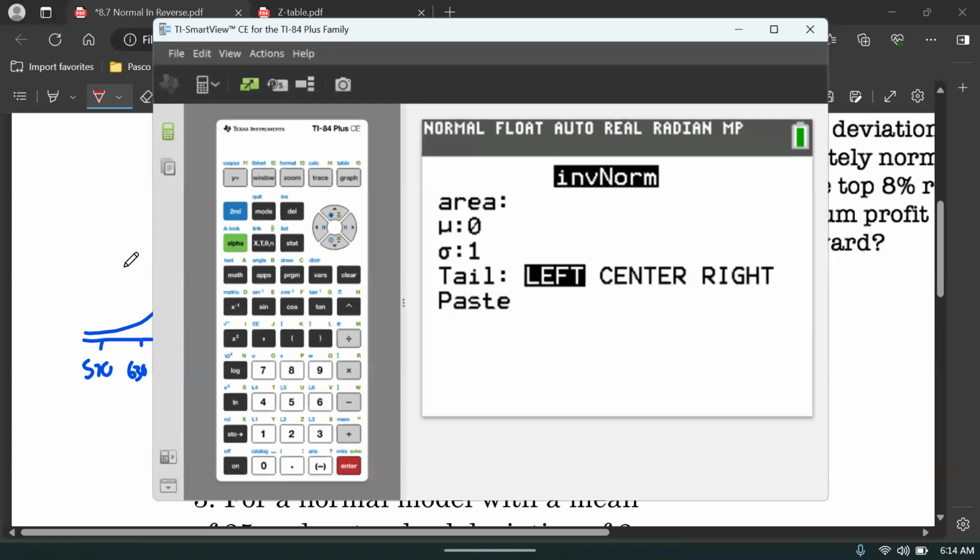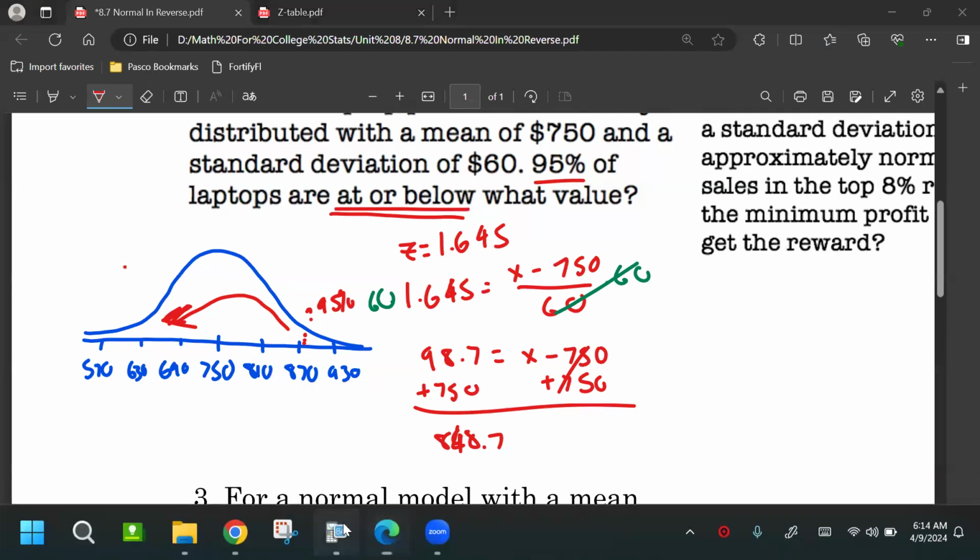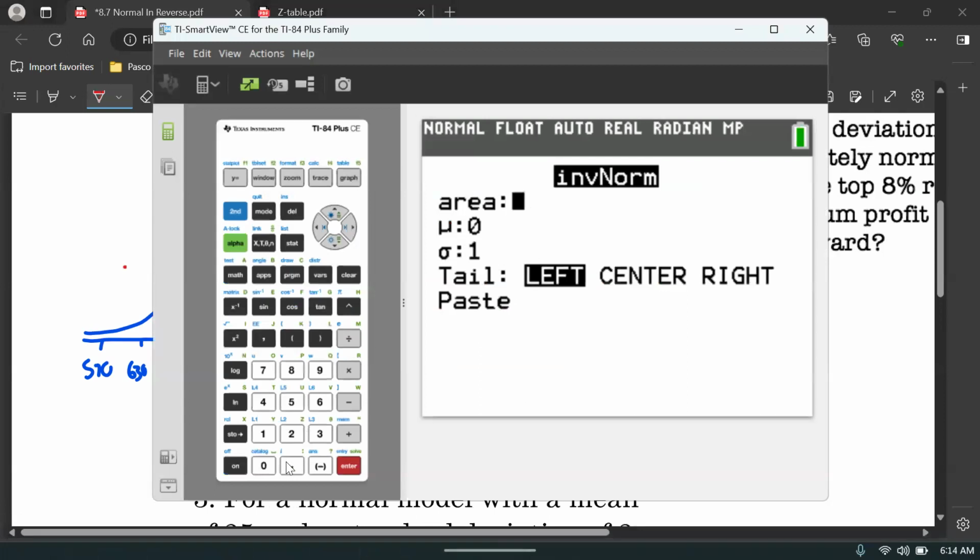But anyway, we would also do it to the left regardless because we wanted 95% or less, which is to the left of 95%. So yeah, because it was at or below, that's to the left of 95%. So it works kind of that way anyway. So the area is of course 0.95, right?